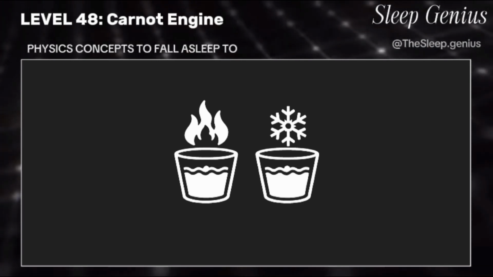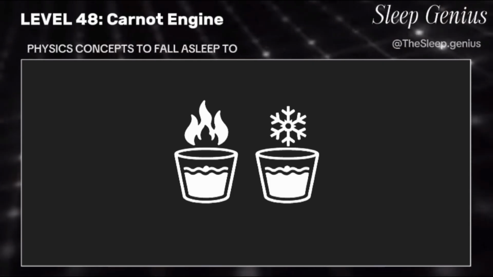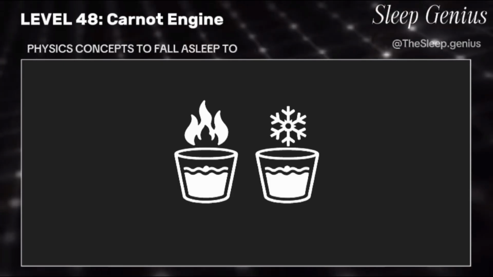The engine follows a cycle made of 4 steps. 2 steps involve slow expansion and compression with heat exchange. The other 2 steps happen without heat transfer. Each step is connected smoothly, forming a closed loop called the Carnot cycle.